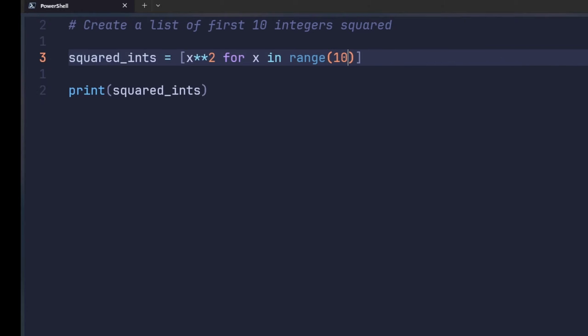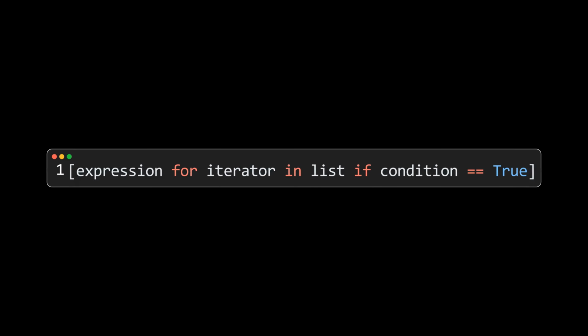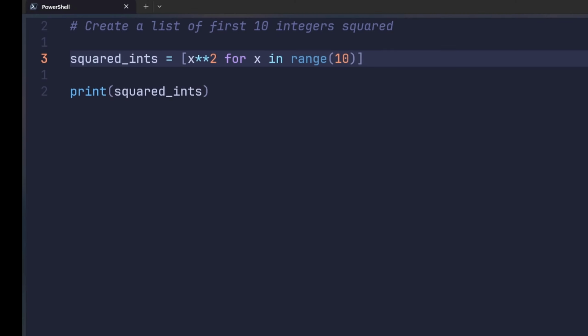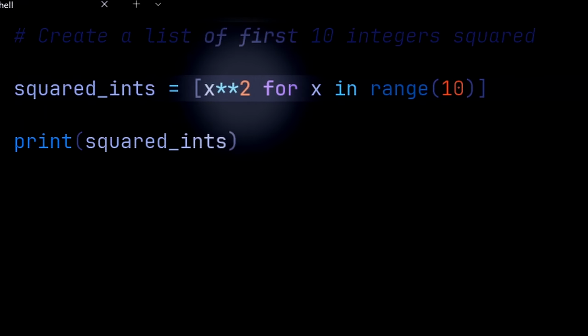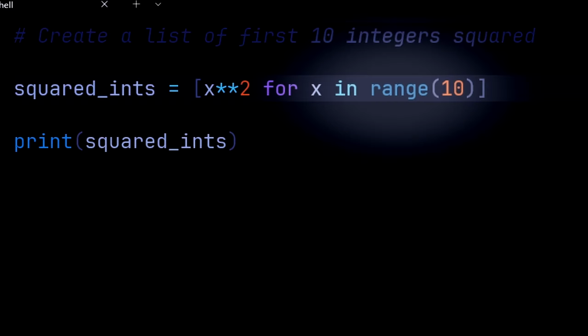Here's the syntax in basic English. You write an expression using a variable that you get from an iterator from a list. And here's how you'd read this list comprehension in English. You'd say square every x for every x that I get from numbers and put it in a list.